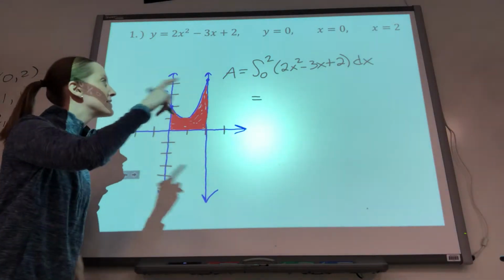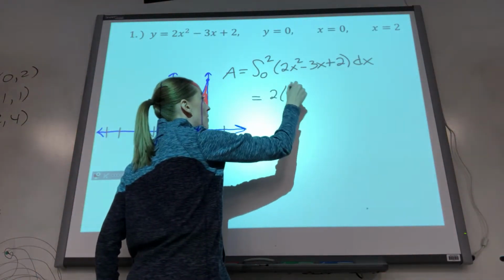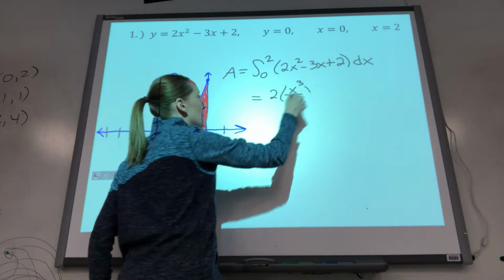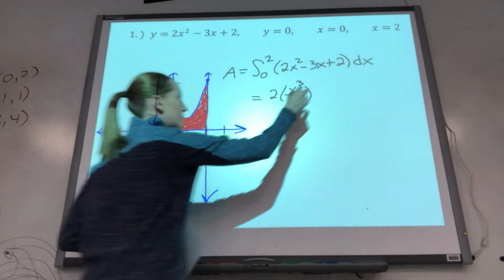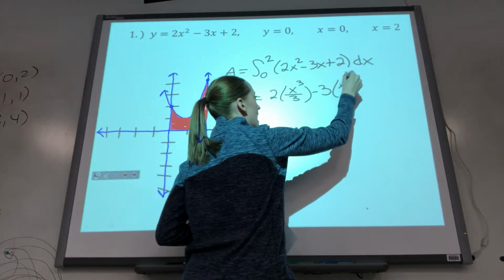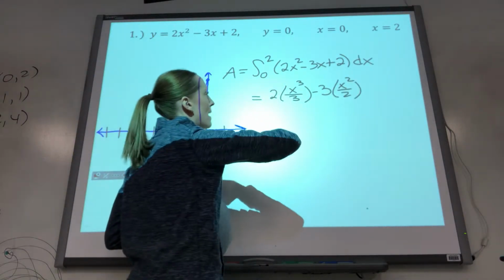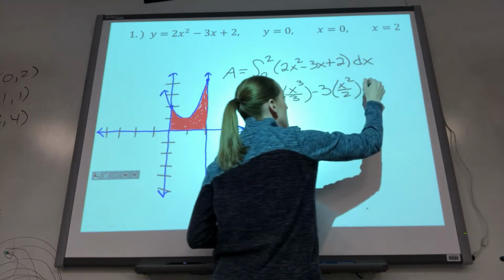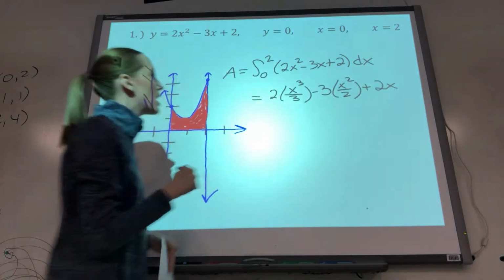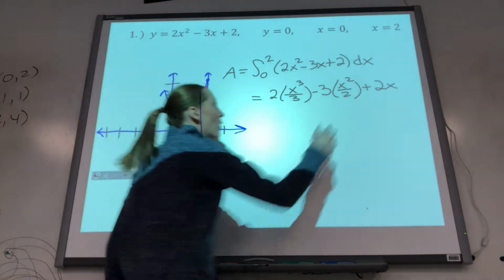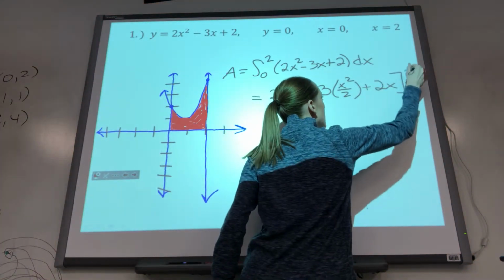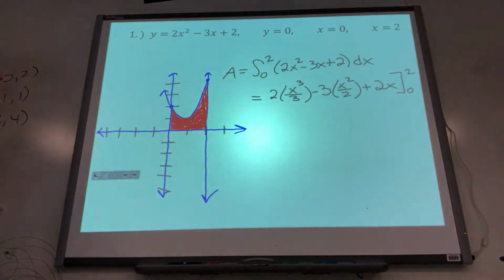So let's go ahead and start. I can keep the 2 out front, add 1 to my power, put my new power on bottom, keep the -3 out front, add 1 to my power, put my new power on bottom. That just becomes a plus 2x. Now, I'll go ahead and put the little bracket right here with the 0 and the 2. I can probably leave it like that and start to plug in all of my numbers.